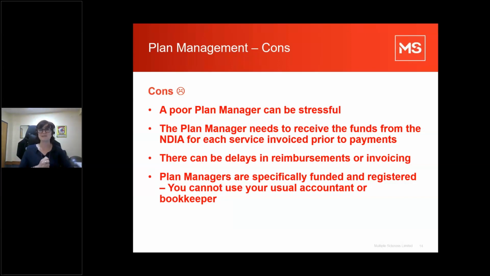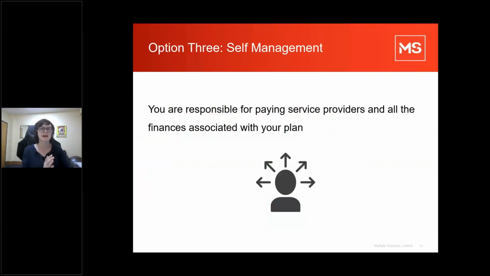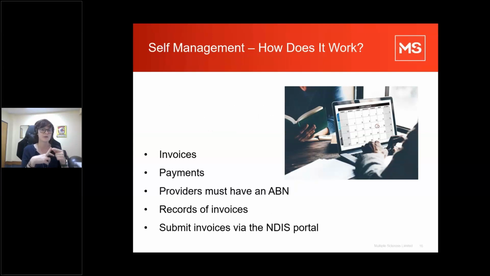Option 3, self-management. So you are responsible solely for paying for all invoices. That means that every single document needs to go through you. It does mean that you're in a lot of control, but invoices and payments will need to come to you. You will need to keep the record of every invoice for, I think it's 5 years, and you'll need to submit all of those invoices via the NDIS portal. So that's through MyGov and then through NDIS. That can be pretty daunting. It can be overwhelming. Some people, it works great because you can kind of do whatever you like, theoretically.